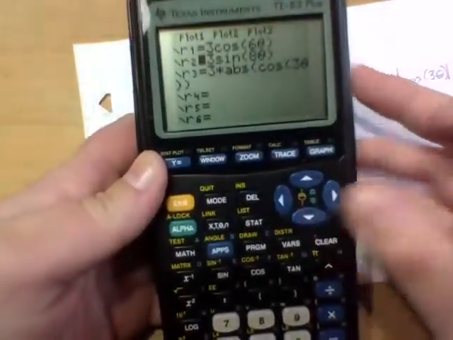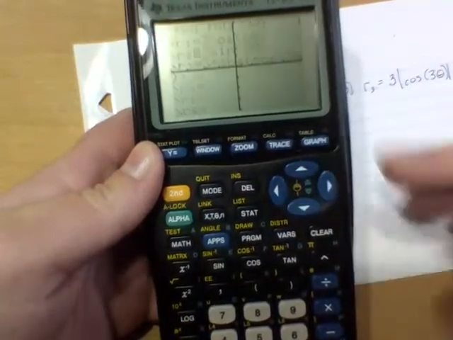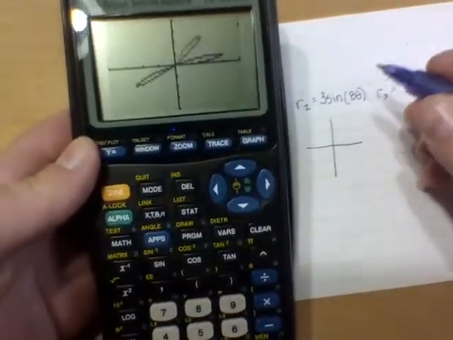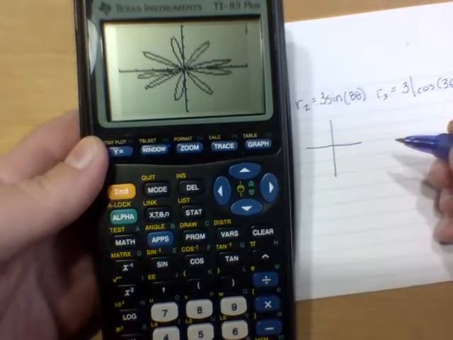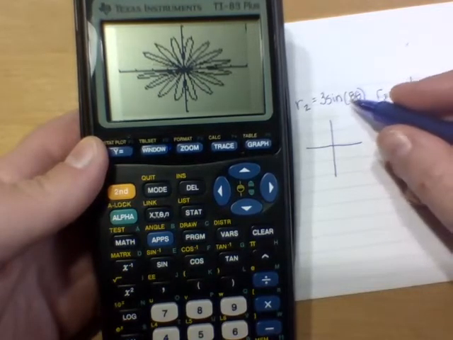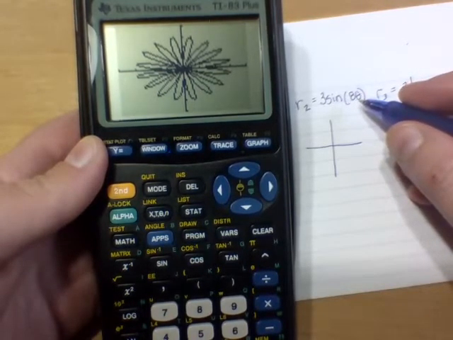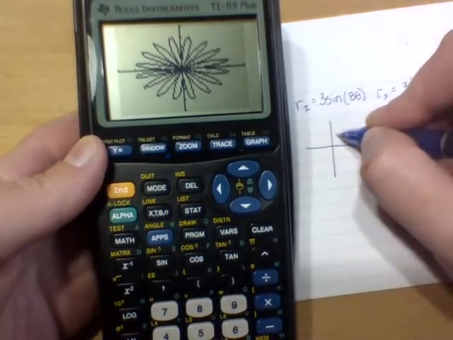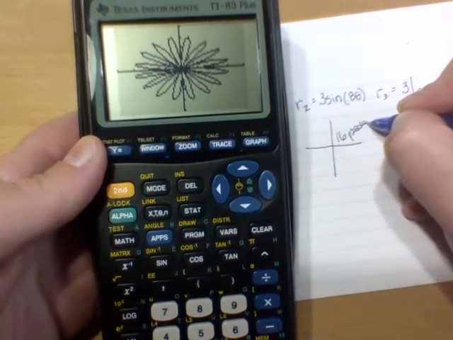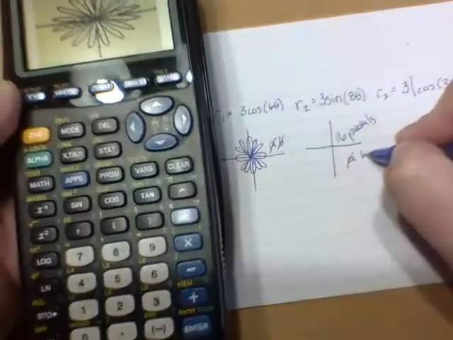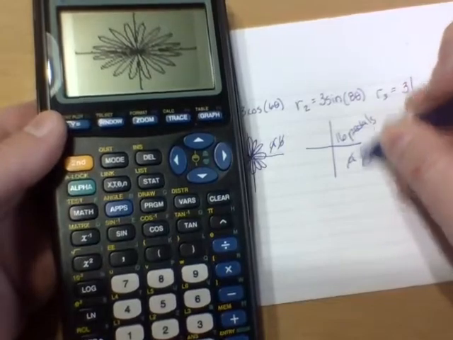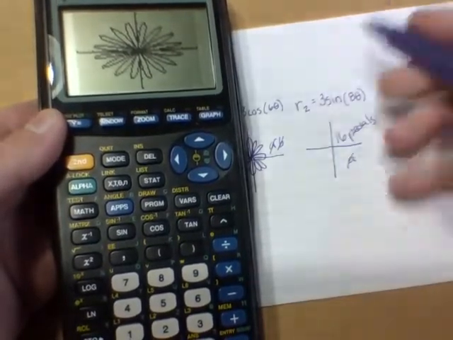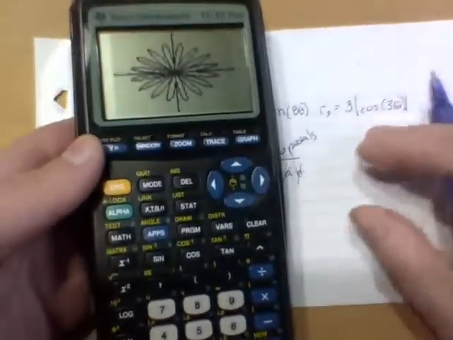so turn off that one that we just graphed and turn on this one by highlighting the equals. Again, as we predicted, 8 theta is going to have 16 petals, and I just am not going to draw that. So 16 petals means it's not A or B. I don't know why I circled that one. And so it must be this one.